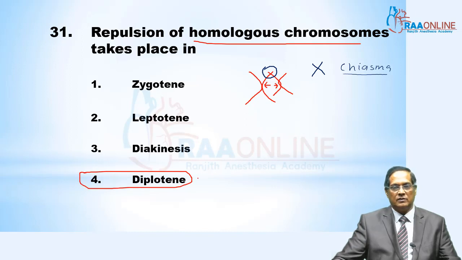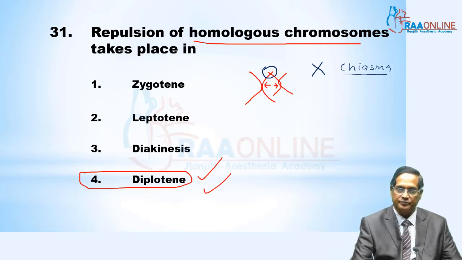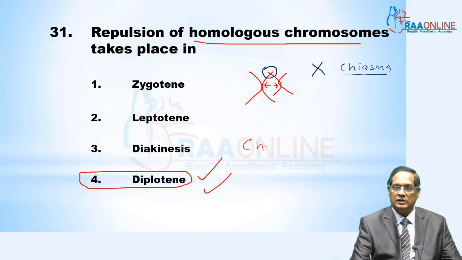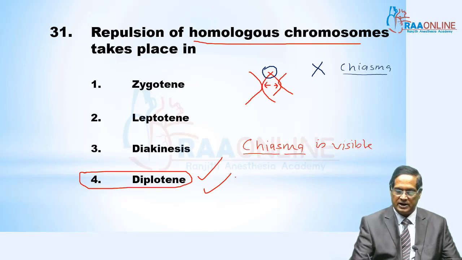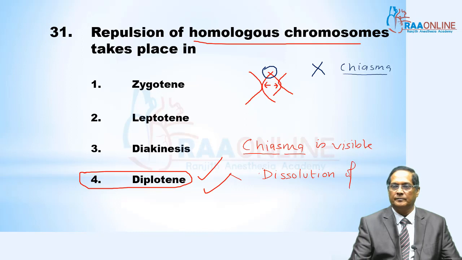One feature is visibility of chiasma, and the second feature is dissolution of the synaptonemal complex. Diplotene is known for visibility of chiasma. Chiasma is visible, and second, dissolution of the synaptonemal complex.